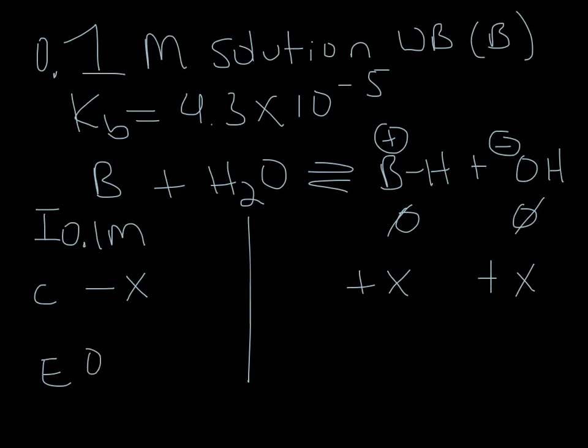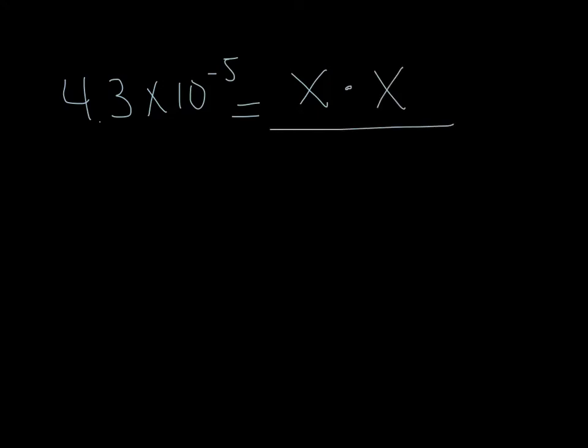So at equilibrium, I will have 0.01 minus x base left in solution, x amount of conjugate acid, x amount of hydroxide. So now I can solve for x. My Kb from before was 4.3 times 10 to the negative 5, and that is going to be equal to the concentration of my products over my reactants. In this case, I had x amount of conjugate acid and x amount of hydroxide, so x times x, or x squared, over the concentration of my base originally, which was 0.1 molar minus x.